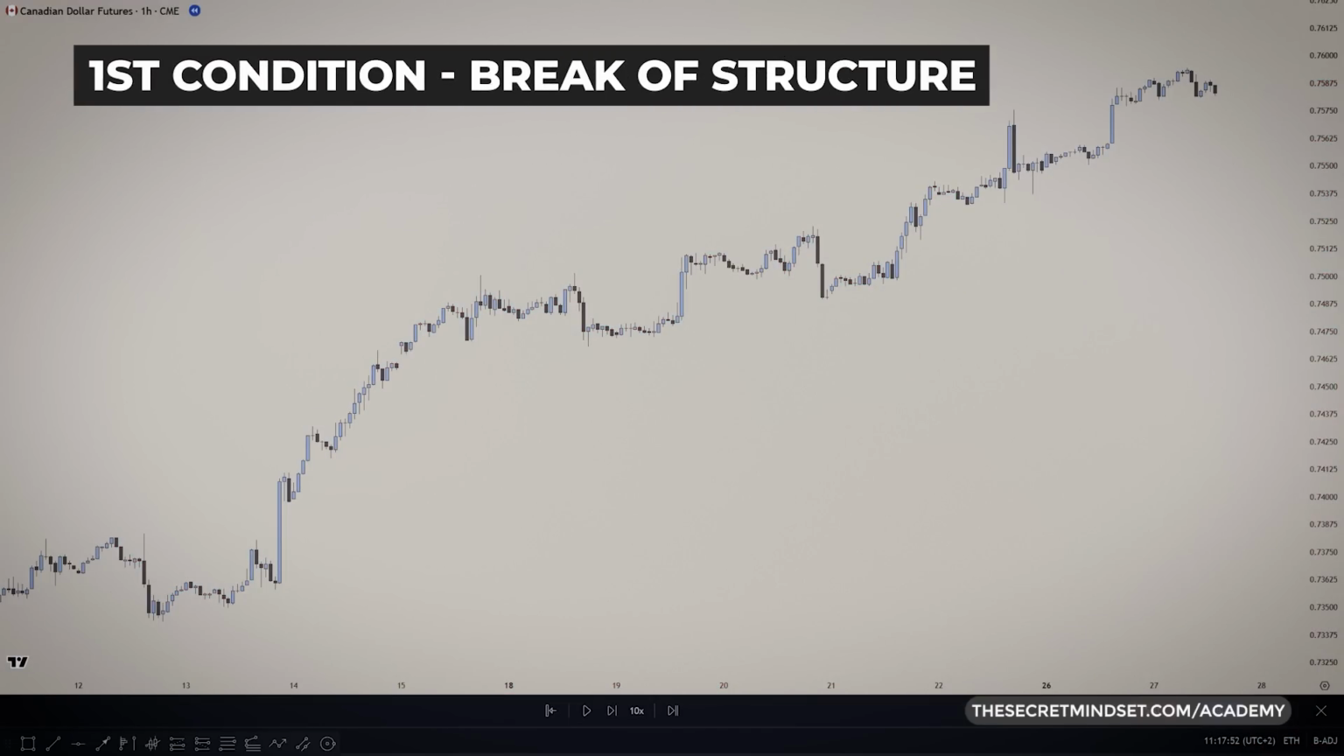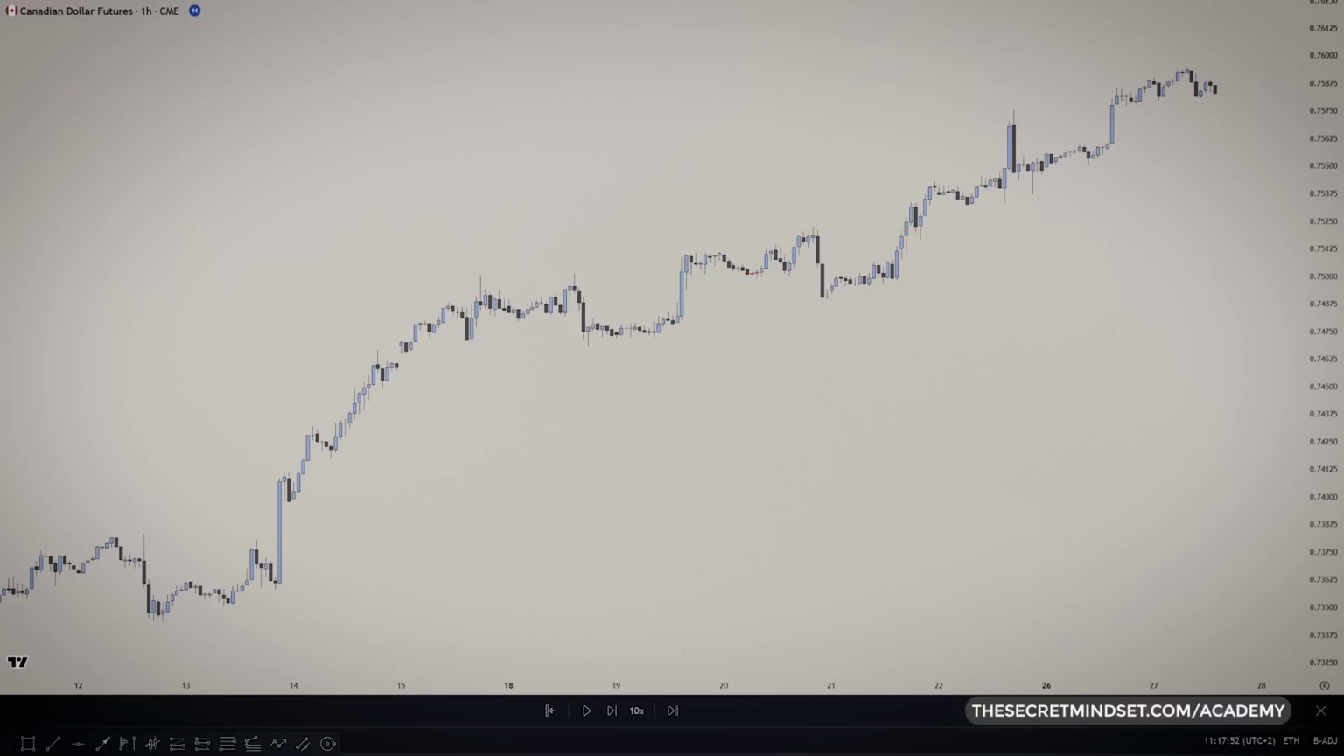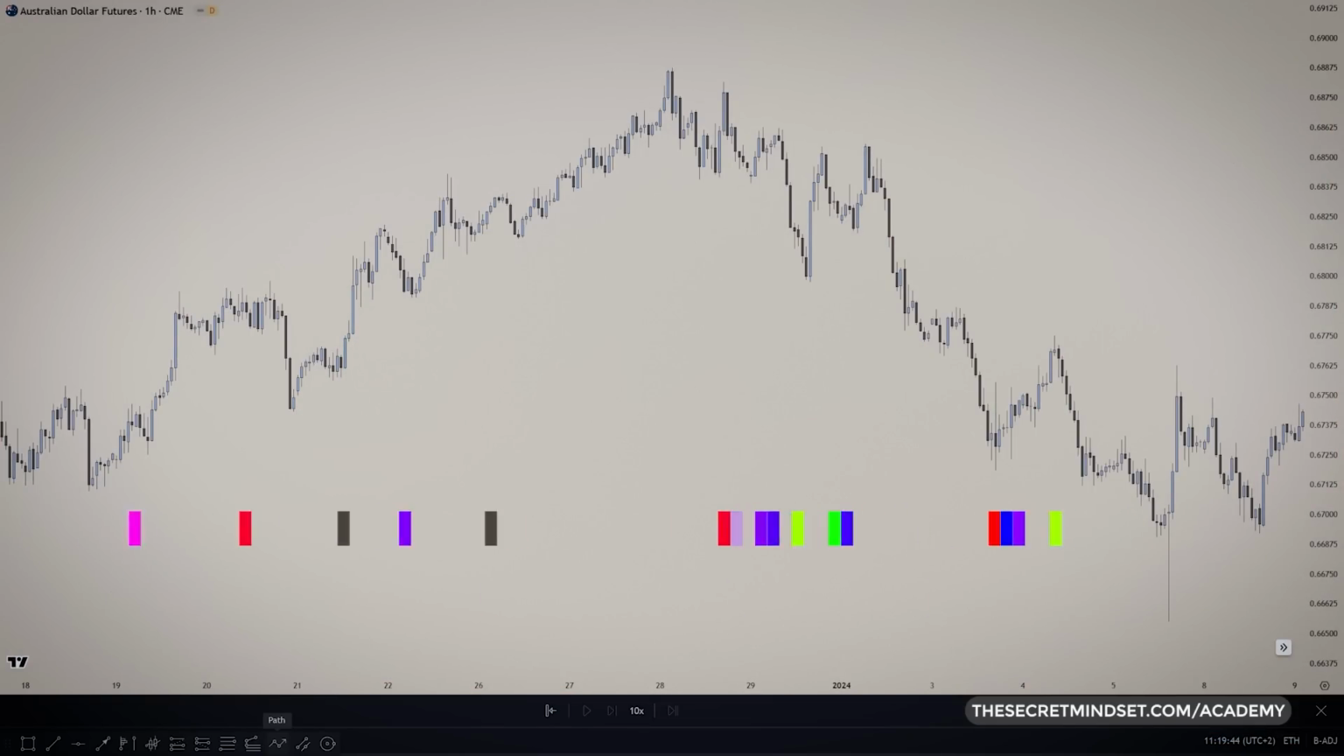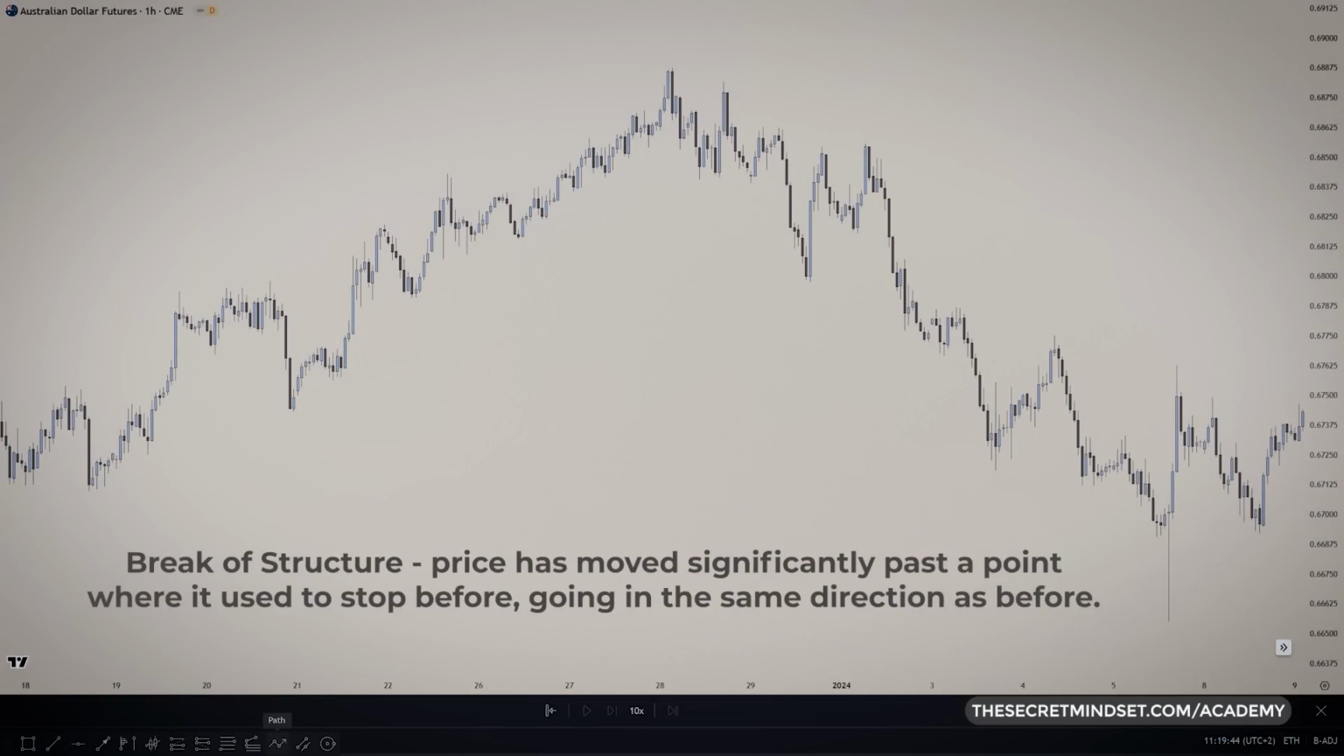First, you need to find the levels that get the most attention. When prices break past support or resistance levels on a chart, it's called a break of structure. And this matters a lot, being the first condition in our strategy. Break of structure means the price has moved significantly past the point where it used to stop before, going in the same direction as before.